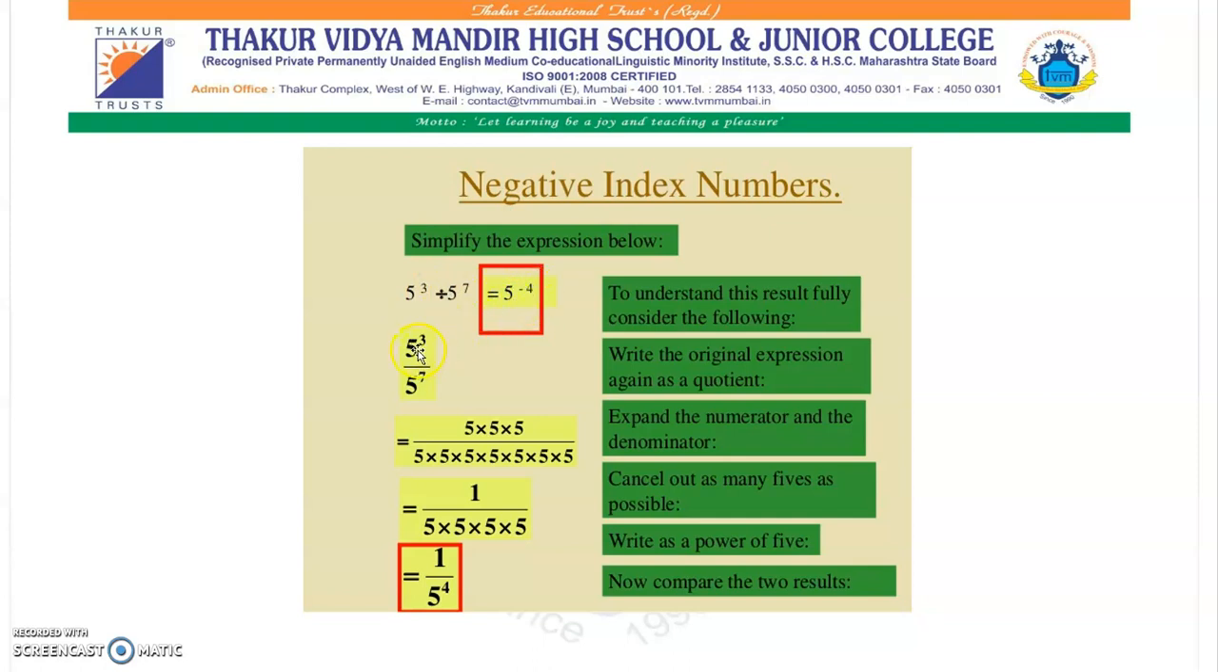We can write this expression in quotient way also. Expand the numerator and expand the denominator. Cancel the 5. We will get 1 upon 5 into 5 into 5, 4 times. We get the answer 1 by 5 raised to 4. Here the power is negative. We can make the power positive if we write the reciprocal of this number. And here we are using the rule a raised to minus m equal to 1 upon a raised to m.